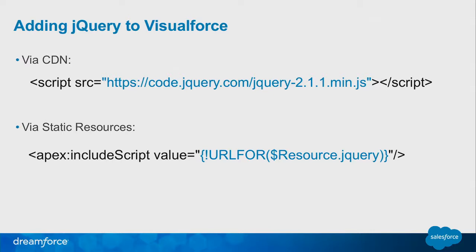You can also use a direct script tag, or you can use Apex include script. And include script will do two things. One, it will force the script to be up in the header. It will also check for duplicates. So for instance, if you've got a Visualforce page, you've got a template, you've got a component, this component uses jQuery, this template uses jQuery. If they're both using include script, you will only get one version of jQuery embedded on the page. And so it does a little bit of management for you.